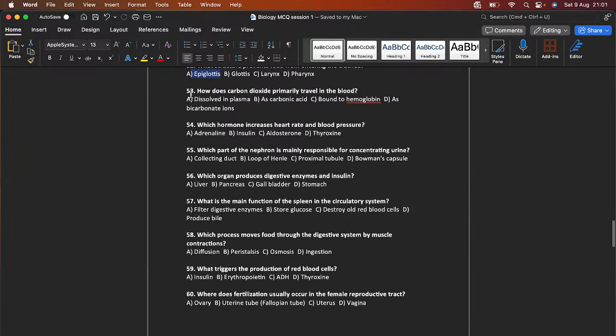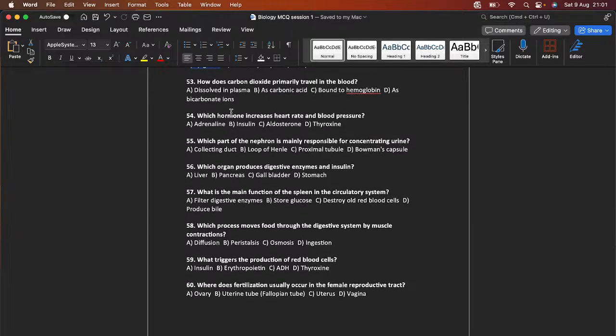How does carbon dioxide primarily travel in the blood? Dissolved in the plasma as carbonic acid, bound to hemoglobin, or as bicarbonate ions. So the right answer is as carbonic acid.